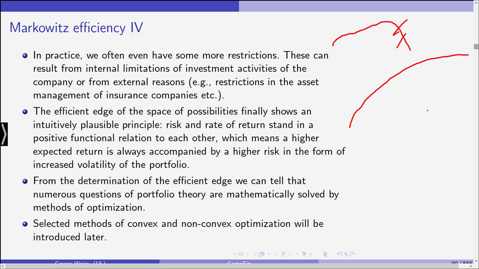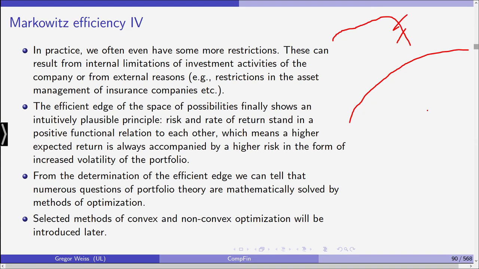And from the determination of the efficient edge, we can tell that numerous questions of portfolio theory are usually mathematically solved by constrained optimization methods. Why constrained? Because we have constraints, in other words, Nebenbedingungen in German. We have constraints in the sense that you cannot invest everything into one asset class, you have an upper bound for your investment in a different asset class, maybe you have different risk measures that you need to keep an eye out for, and so on. And later on in the lecture we'll discuss different convex and non-convex optimization methods, but here I think you can see that we need optimization methods for portfolio optimization.